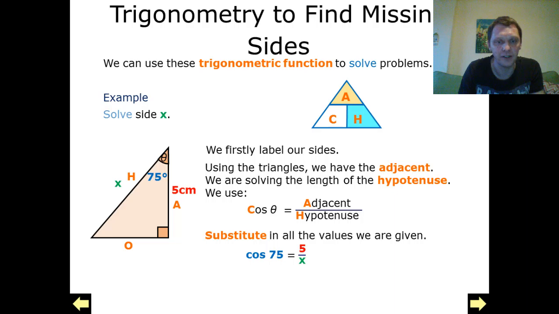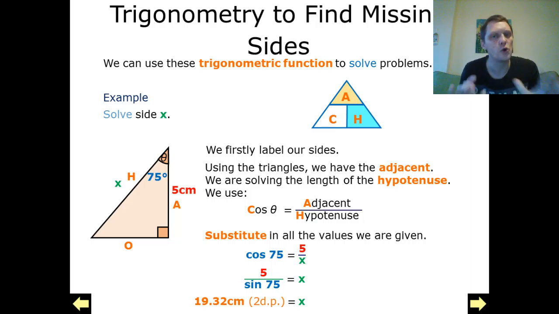So substituting in my values, cos 75 equals 5 over x. So rearranging this, I get 5 over cos 75, because this is over the x on this side. If I took this over to the other side, it would be over whatever is on this side, equals x. So putting this into the calculator, my hypotenuse is a length of 19.32 centimeters to 2 decimal places. The questions will always specify how many decimal places to give your answer to.